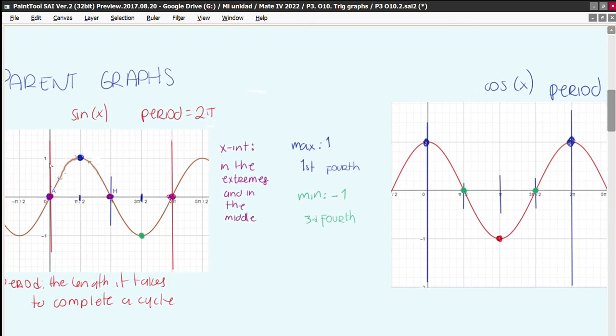So 2 lumps for sine, 1 big lump for cosine, and notice that where the sine has its x-intercepts is where the cosine has its maximums and minimums, and where sine has the maximums and minimums, cosine has the x-intercepts, okay? So they are like complementary to each other in that aspect.